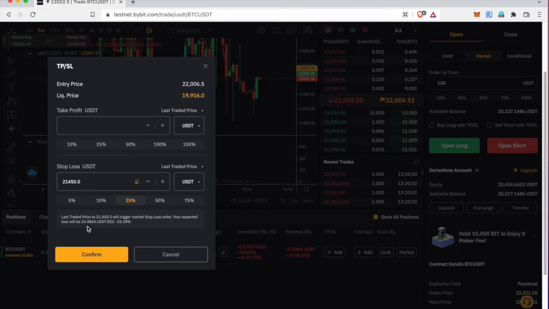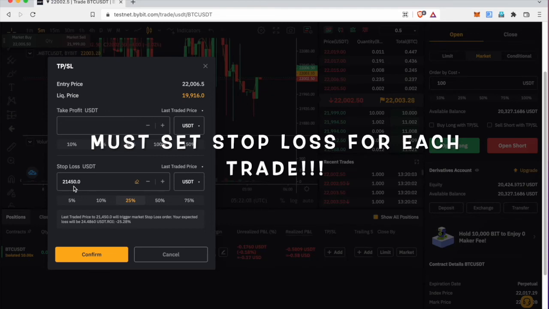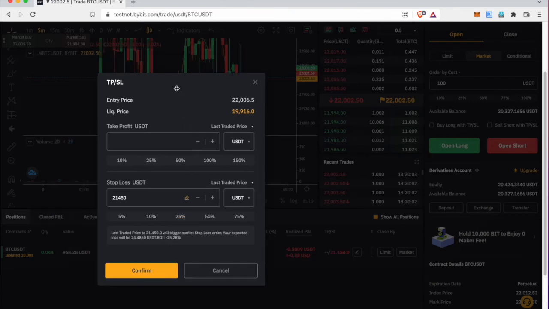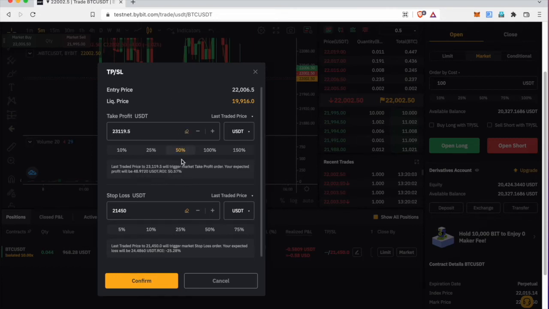It is very important for crypto traders, especially for beginners, because leverage trading is so high risk. For each trade you must set a stop loss. Right? Take profit function. It's just like stop loss, but the other way around. When your trade is in profit, and let's say you set it to 50% here, then you gain about $49 out of your $100 trading fund. Then it will close the trade automatically for you.